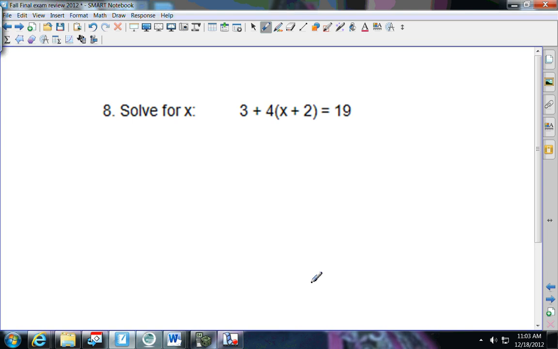Number 8. You're going to do your parentheses, but remember, a lot of people mess up and try to put these two together and make it 7 first. You can't do that. That 3 stays separate. And then you have 4 times x, which is 4x, and 4 times 2, which is 8, equals 19.